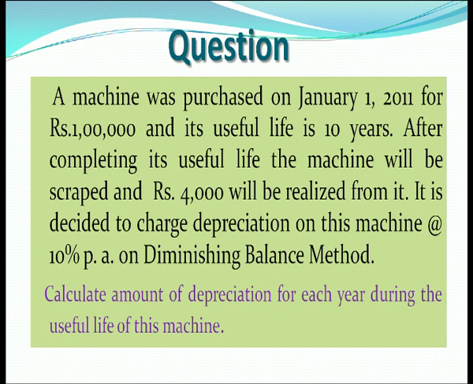After completing its useful life, the machine will be scrapped for rupees 4000. It is decided to charge depreciation on this machine at a rate of 10% per annum on diminishing balance method. So you have to calculate the amount of depreciation for each year during the useful life of the asset. Now let us understand how the calculation would be done for depreciation under the diminishing balance method.